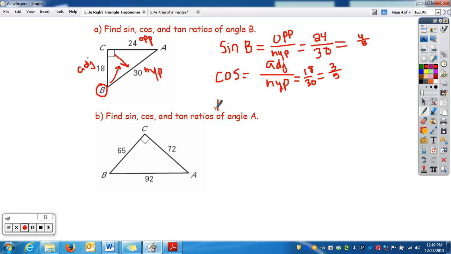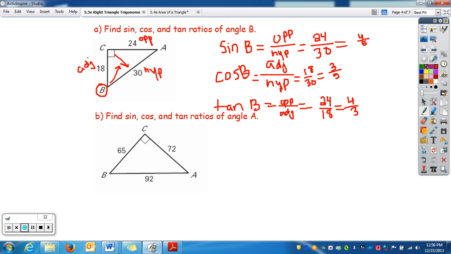And then I want to find tangent. Oop, there should be a B here because I'm finding cosine of B. Tangent of angle B, that is opposite length over the adjacent length. The opposite length is 24. The adjacent length is 18. Which simplifies down to 4/3. Again, we're not going to make it a mixed number. We're going to leave it improper.